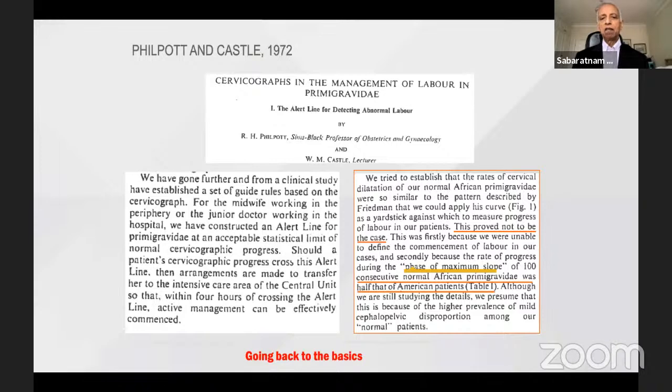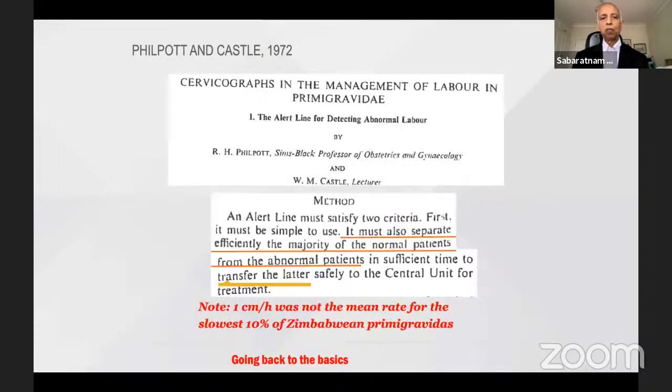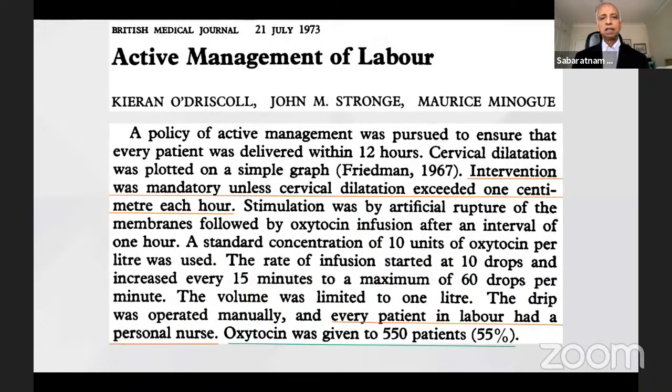So he decided 1 centimeter is the maximum slope. Anyway, he used that 1 centimeter, but instead of using only that line, the alert line, he drew a line 4 hours to the right called the action line. So if they cross that 1 centimeter line, a note is made, and if they cross the 4 hours, then they will be transferred to a good unit where they can do a cesarean section.